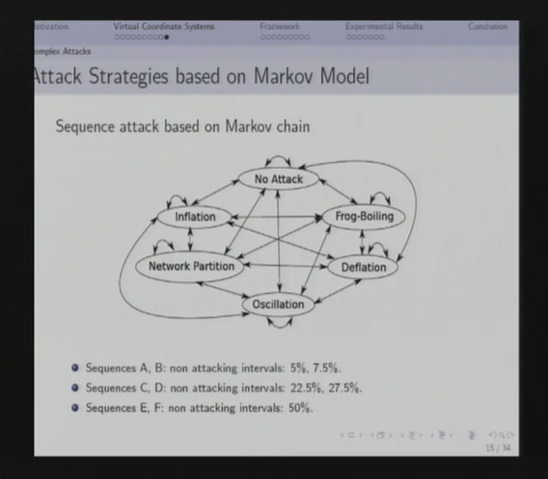We have generated 20 different sequence scenarios using this chain. However, we will not take a look at them all. We just focus on the most relevant ones, and we can group them in 3 different groups based on the amount of non-attacking intervals. We choose to group them by this interval because it has great importance for the detection mechanism we use in this work. Sequences A and B have a low amount of non-attacking intervals, around 5%. Sequences C and D have a medium amount, around 25% of the whole intervals. And sequences E and F have non-attacking intervals of 50%.